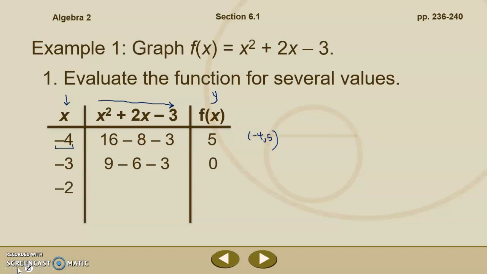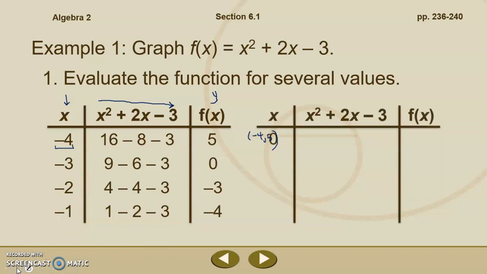All right, try one on your own. On a piece of scrap paper or your notes, go ahead and plug in -2 and see what you get. When you plug in -2, you should get -3. What about when you plug in -1? You should get -4. So we have 4 sets of coordinates: -4, 5, -3, 0, -2, -3, and -1, -4.